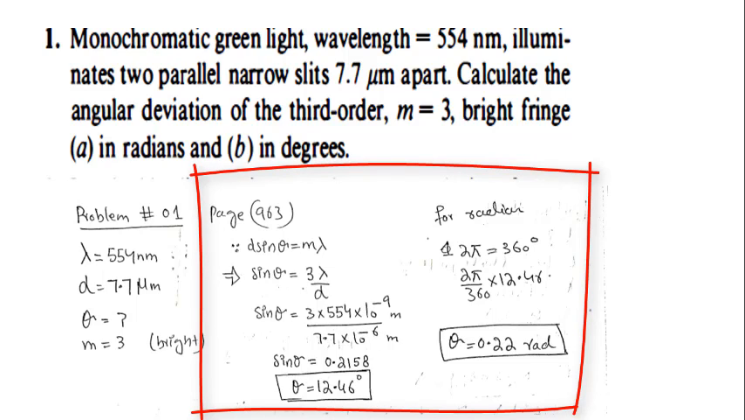So sine theta will be equal to m lambda by d, where m is equal to 3. Putting all the values, I can solve for theta. So theta is equal to 12.46 degrees. And you know how you can convert degrees into radians. 2 pi is equal to 360 degrees. Therefore 12.46 degrees will be equal to 0.22 radian. So that was the first problem.